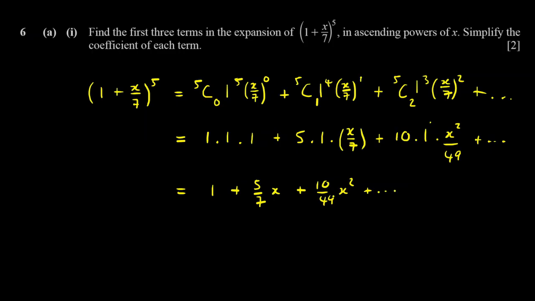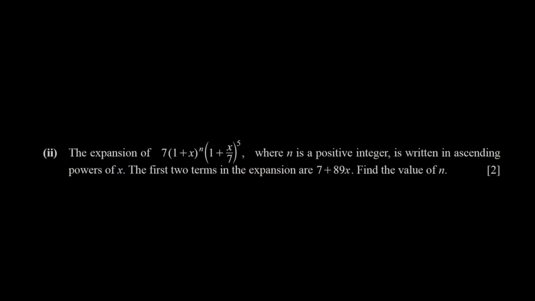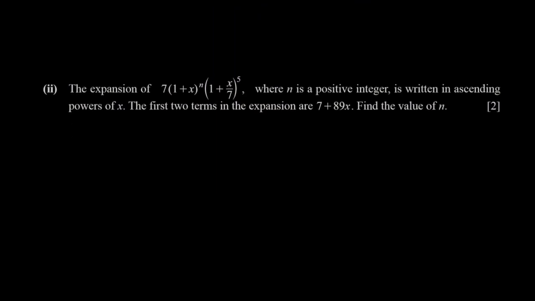All right then, let's try part B. The expansion of 7 bracket 1 plus x to the power of n, times 1 plus x upon 7 to the power of 5, where n is a positive integer, is written in ascending powers of x. The first 2 terms of the expansion are 7 plus 89x. Find the value of n. Well, our terms finish at x to the power of 1, so we're not really interested in anything beyond that. We're not interested in x squared.